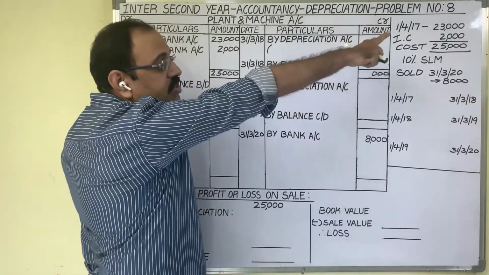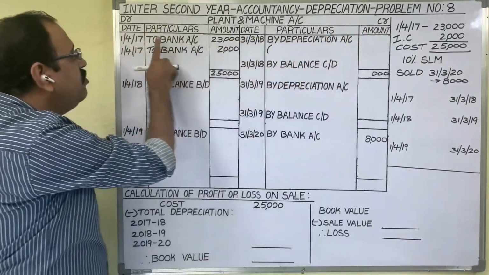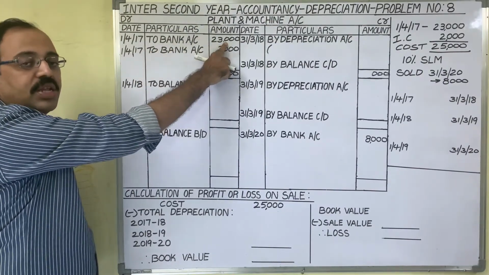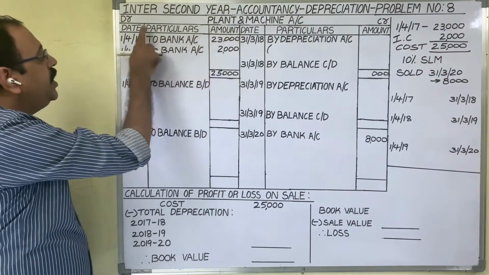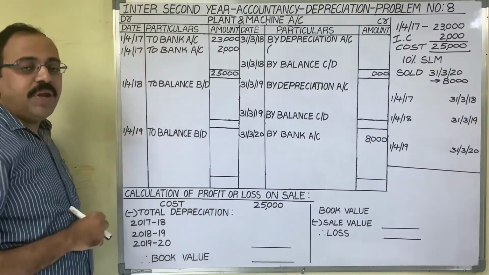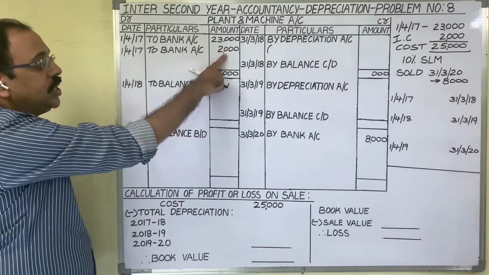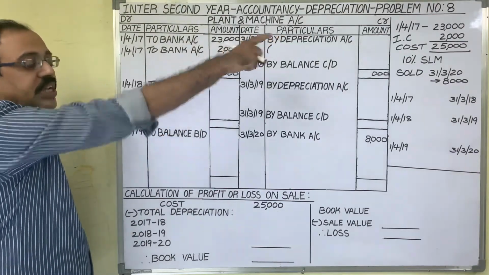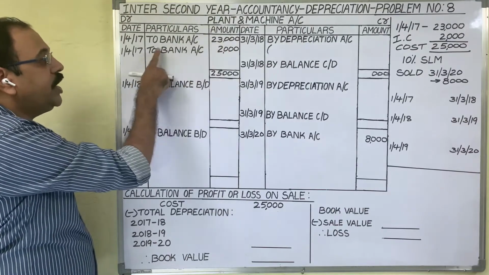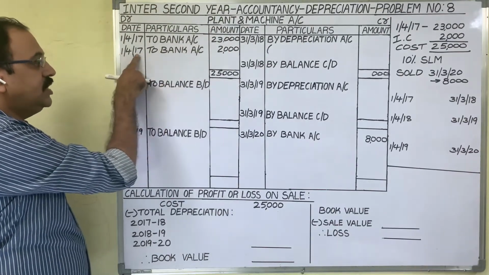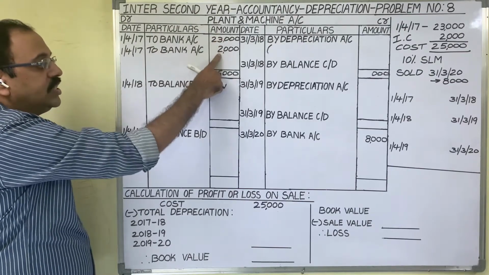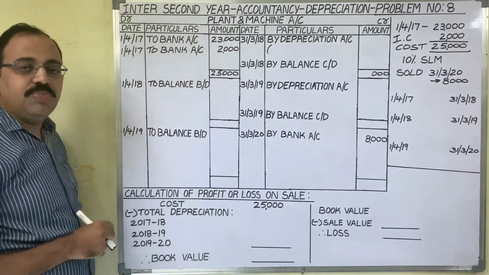When they purchase that asset, on the debit side we should write to bank, the purchase value 23,000 rupees. And in the date column, write the purchase date. On the same date, they incurred 2,000 rupees towards installation. For installation charges also we should write to bank. Date is the same, 2,000. Now the cost of the asset is 25,000 rupees.